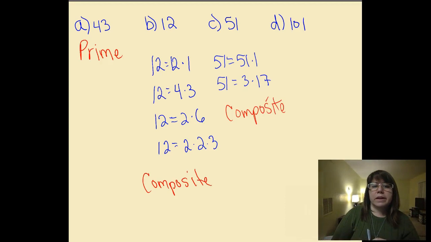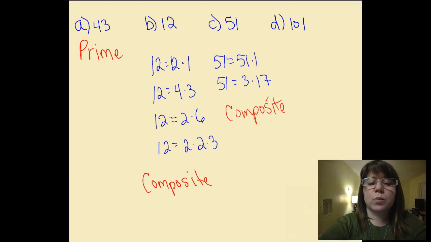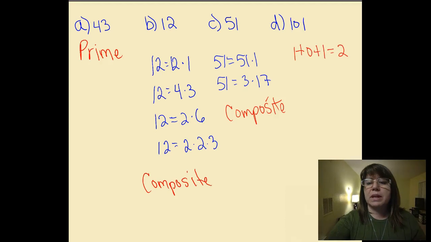Okay. Now, what about 101? Let's see. 2 doesn't go into it. We could try 3, but 3 actually does not go into it. There's a nice little trick with math. If you add up all the digits of 101, 1 plus 0 plus 1, that equals 2. 2 is not divisible by 3, therefore 101 is not divisible by 3.